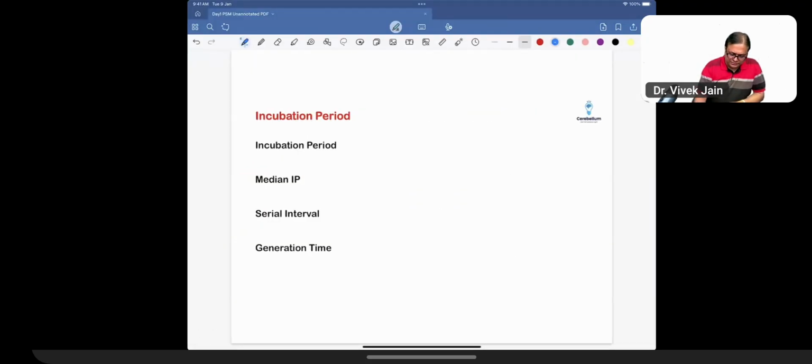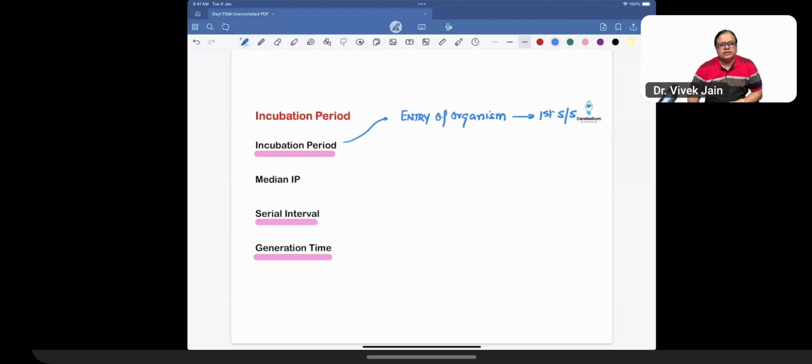Incubation period definition. In your exam, these 3 definitions have been asked. What is incubation period? It is a period between. Yes, very right. Right from entry of organism in human body, from that point till appearance of first sign or symptom. What is median incubation period? Median is middle value. It's not average. It is middle value. So it is time for 50% cases to occur.